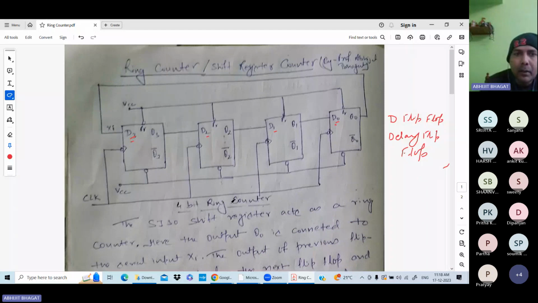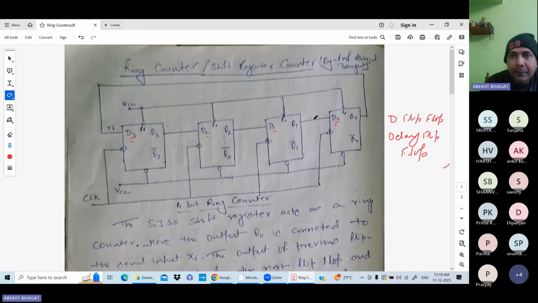Okay. So in case of ring counter, if it is a 4-bit ring counter, we use 4 flip flops, 4 D flip flops. Now, how they design it is: the next flip flop input is connected with the output of the previous one. You can see the next flip flop input is connected with the output of the previous one.